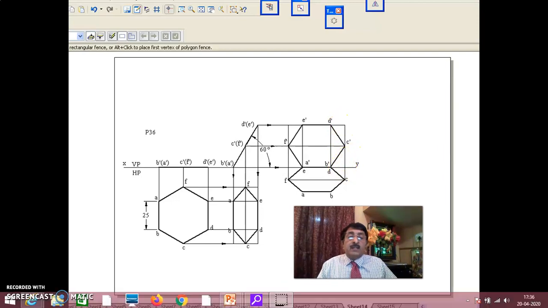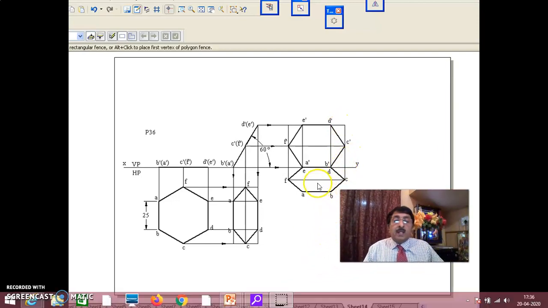That means this is the lamina has an edge on HP, opposite edge is lying in VP, with surface inclined at 60 degrees to HP. In that condition, when you are looking from front view, that is in this direction, how it appears in the front view is this. How it appears in the top view is anyway this.